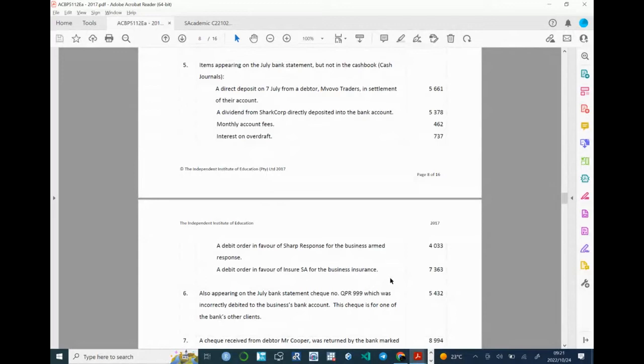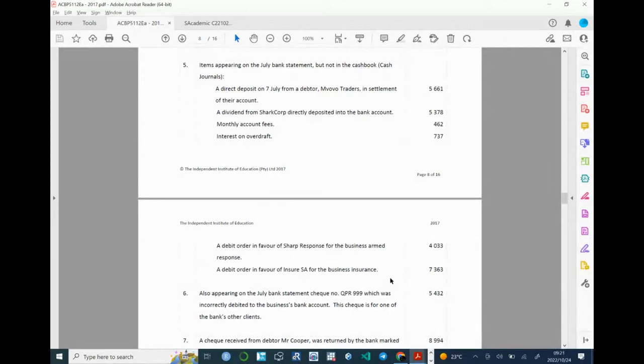Okay. So first one, a direct deposit on 7 July from a debtor. Direct deposit, that's money coming in. Okay. And we don't know about it because it went straight into the bank account, and we weren't made aware. They didn't send us an EFT proof of payment. A dividend directly deposited to the bank, same thing.